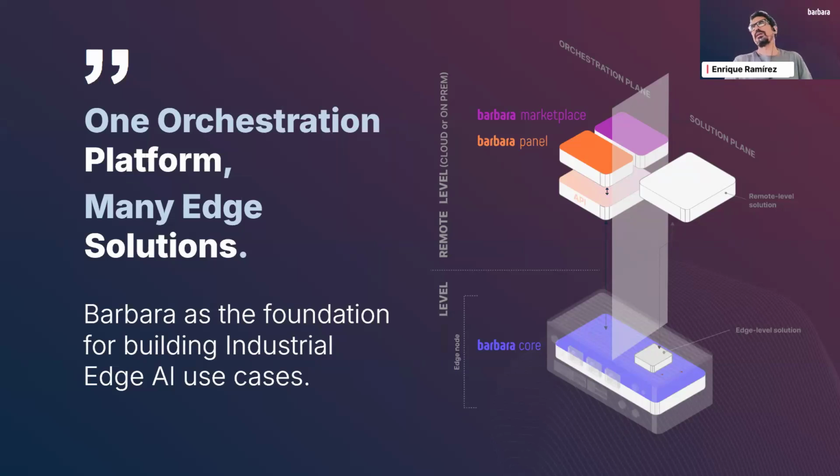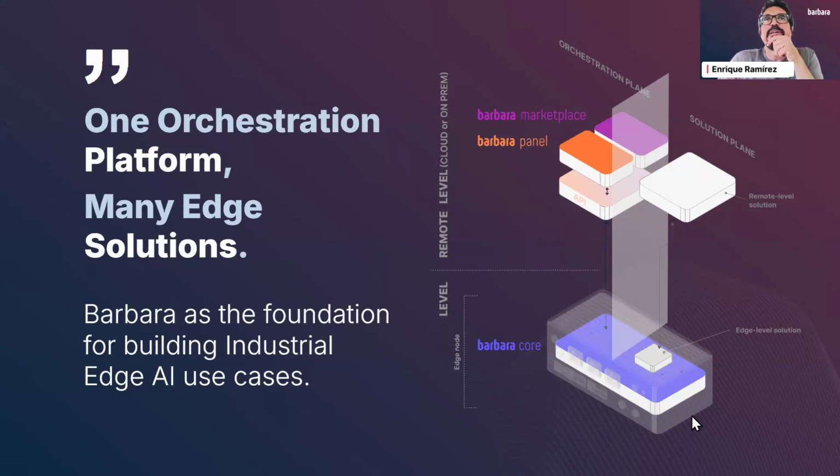When we say industrial PCs, we are hardware agnostic. That is also one of the best characteristics of Barbara. We can run any device that is based on Intel or ARM architecture. So this is for industrial PCs. In the case of virtual machines, we can handle KVM, VMware, and Hyper-V virtual machines.